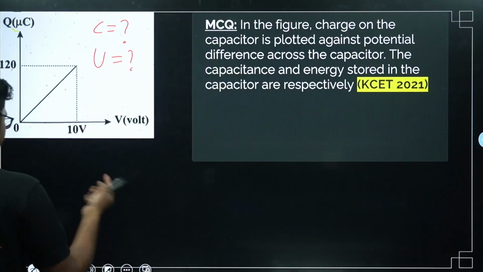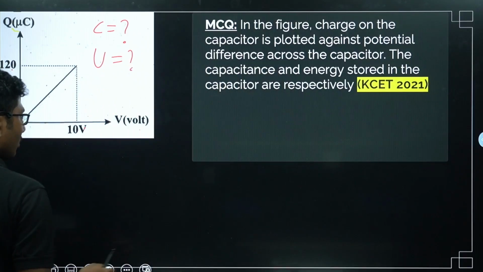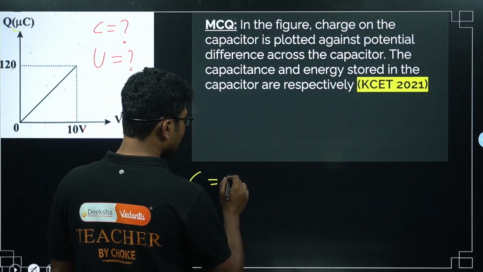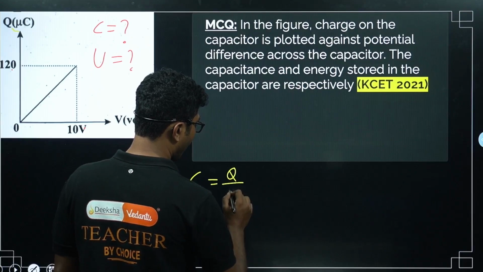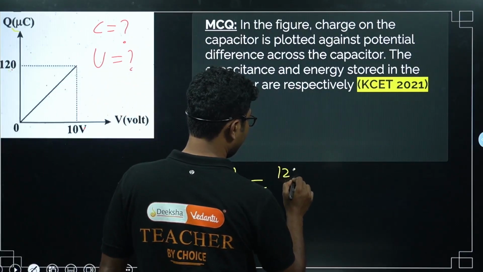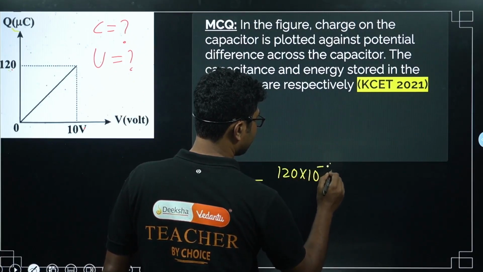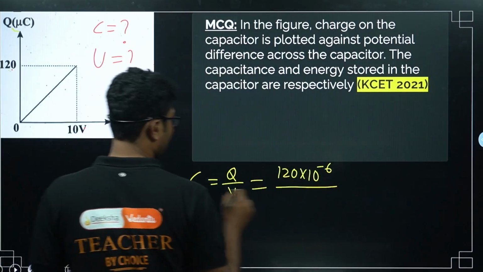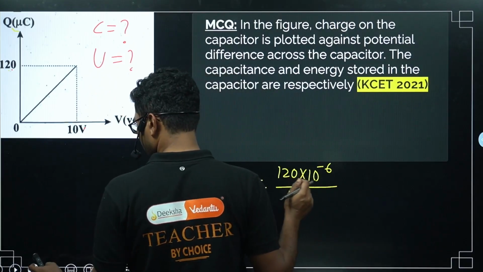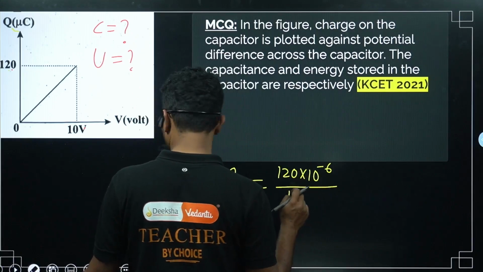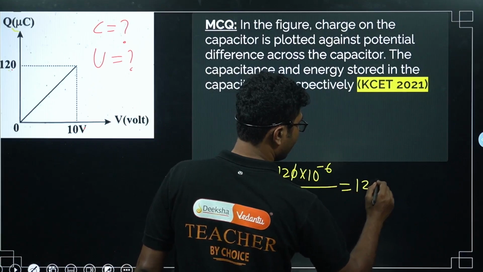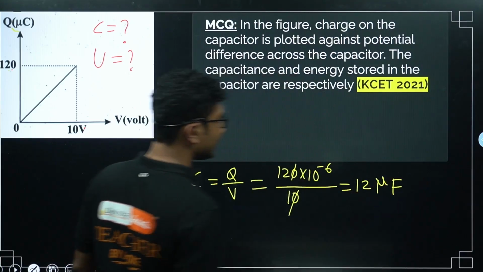Now, first let us calculate the capacitance. We know that capacitance is Q by V, right? What is the Q? 120 microcoulomb. 120 micro means 10 to the power of minus 6, and voltage is 10 volt. So, the capacitance is 12 microfarad. So, capacitance is easily calculated.